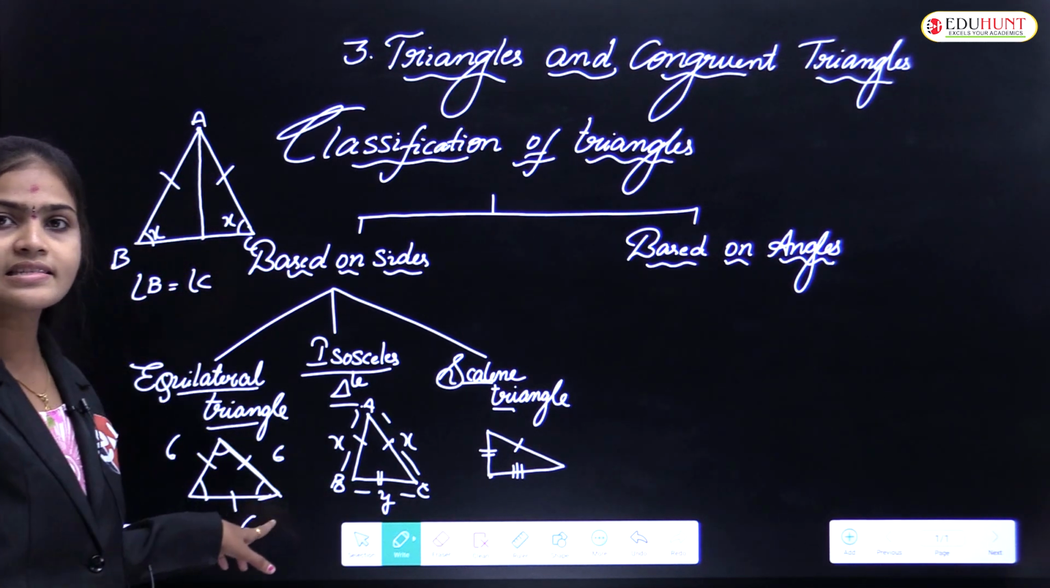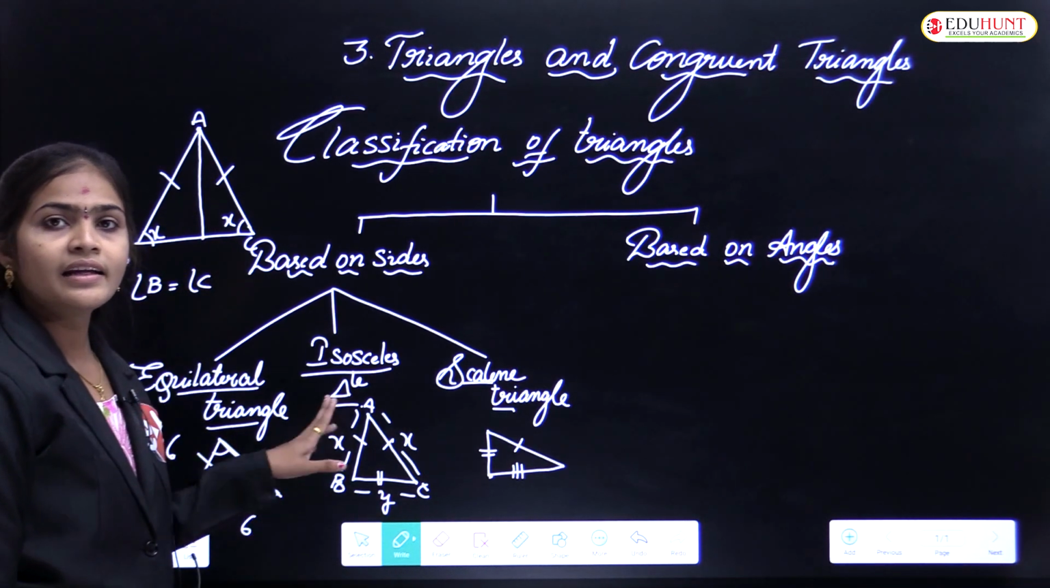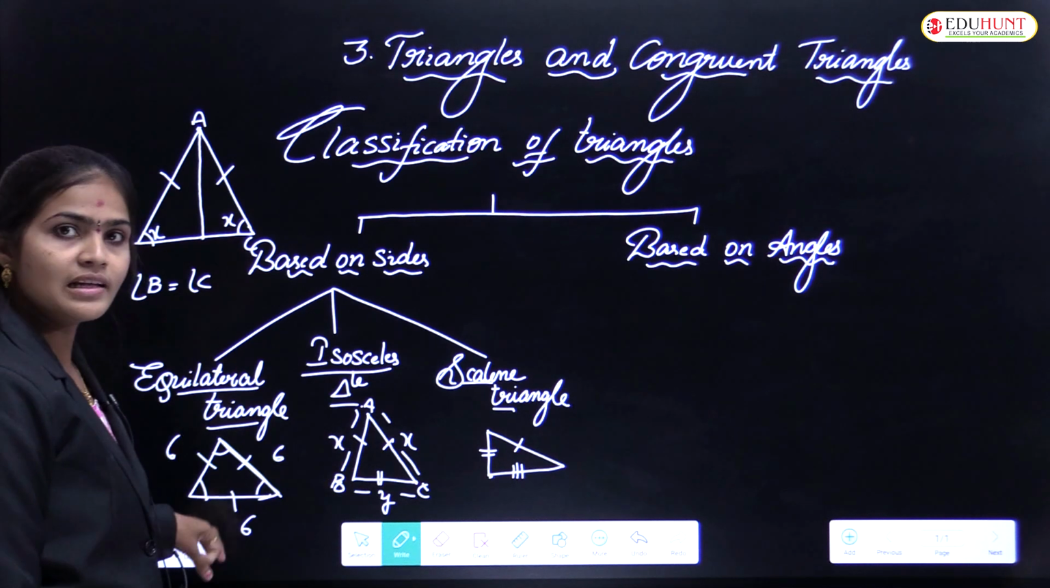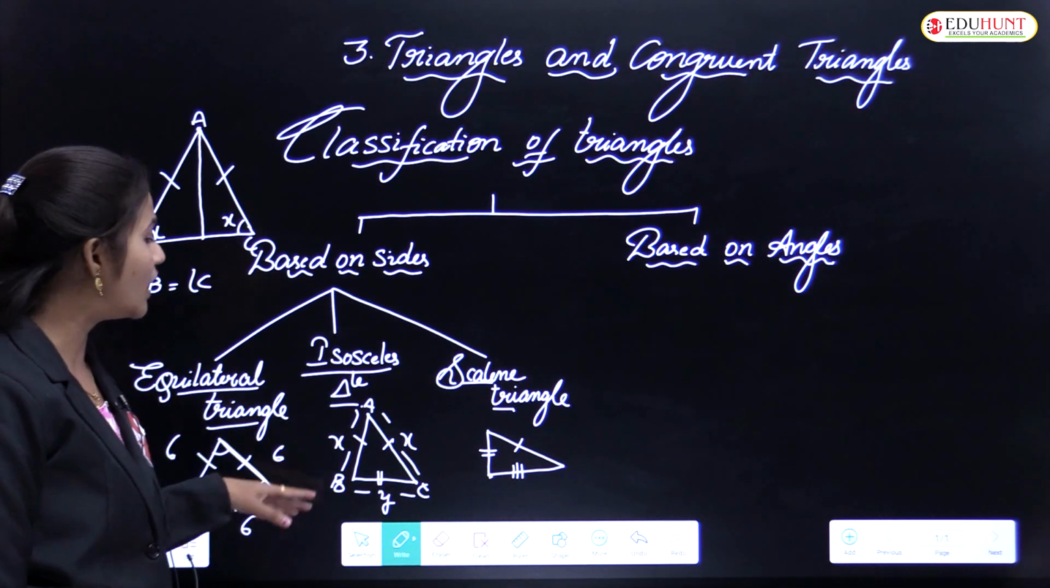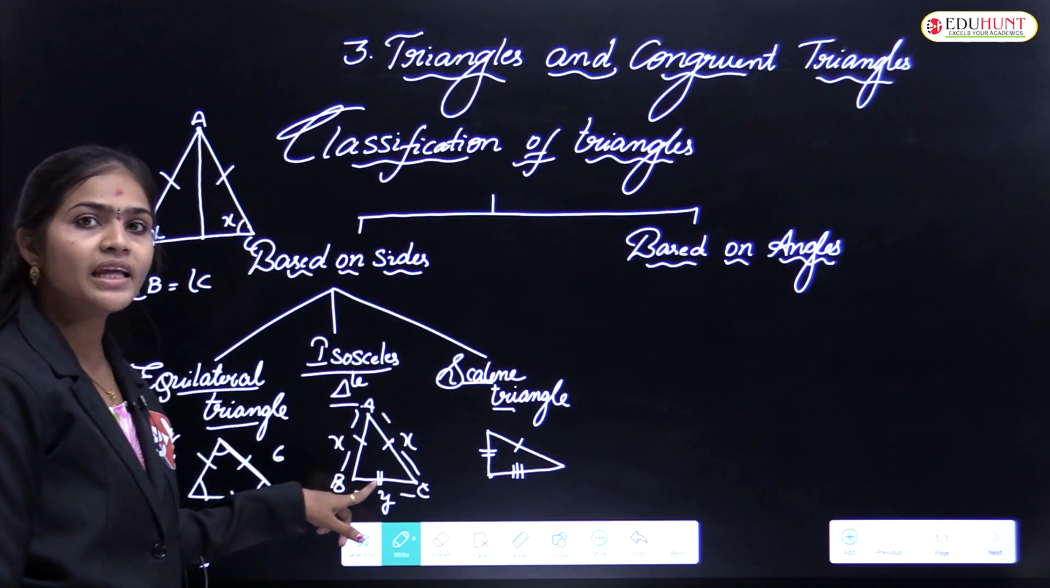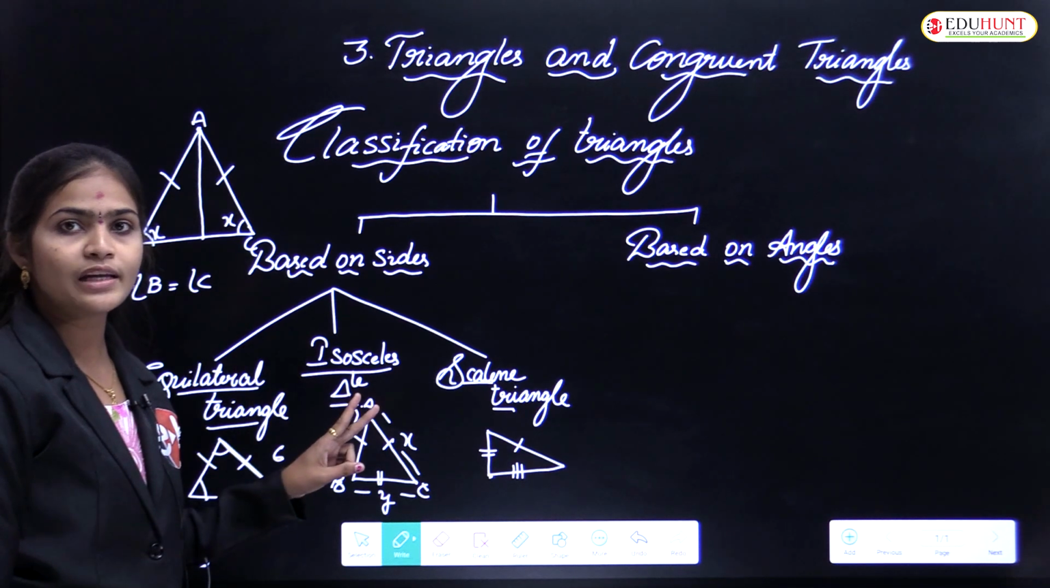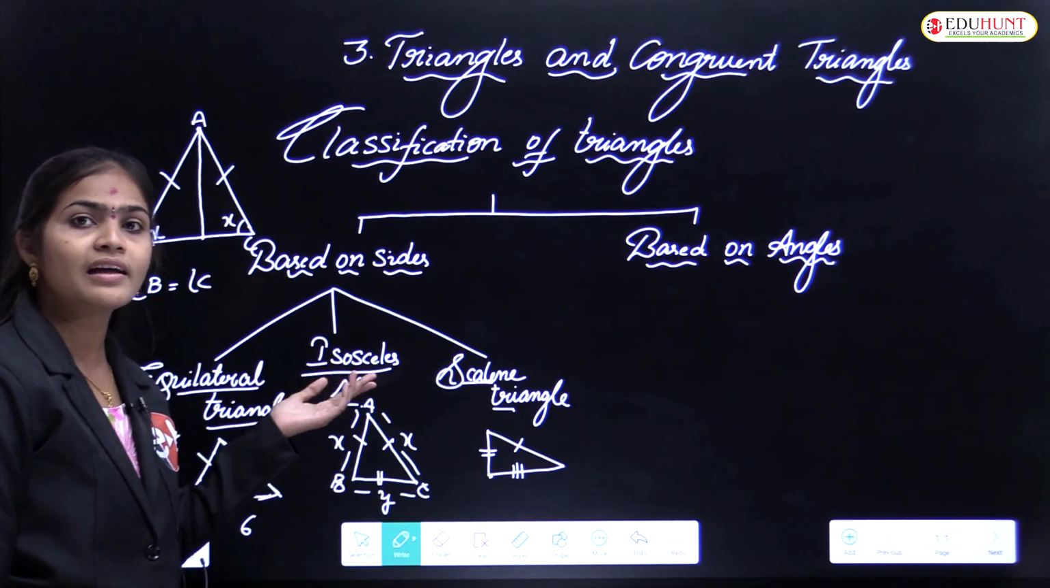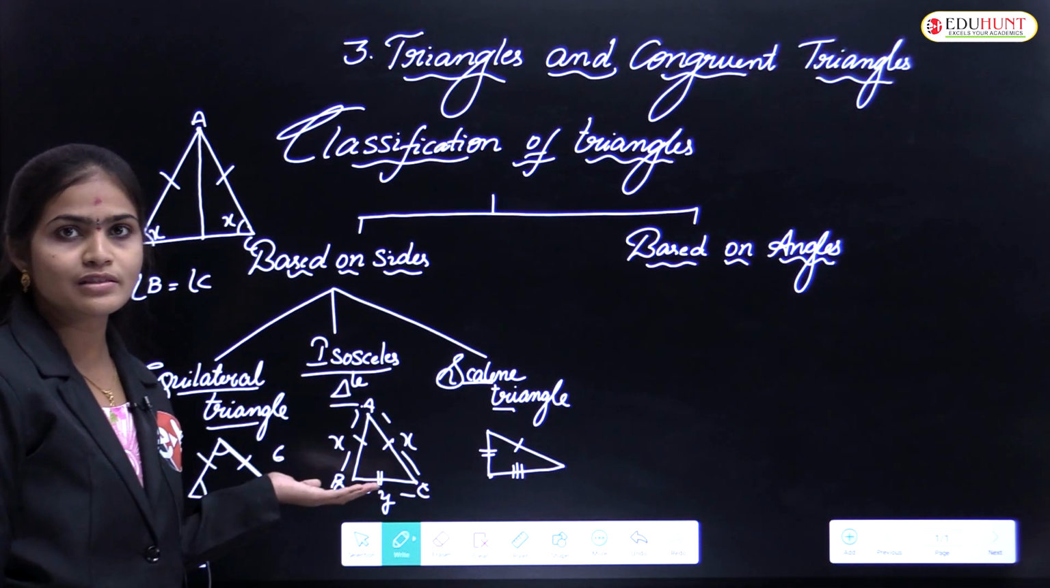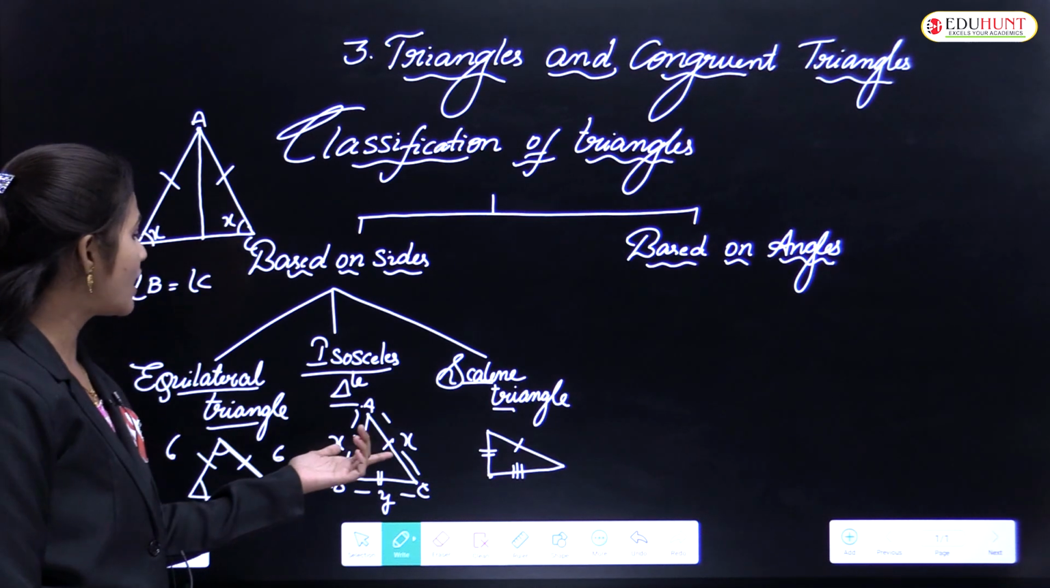Okay, all sides are of equal length here. In that equilateral triangle, all angles are equal. In that isosceles triangle, how many angles are equal? Two angles are equal. Those two also lie on the base of that isosceles triangle. Okay, those two angles are equal.